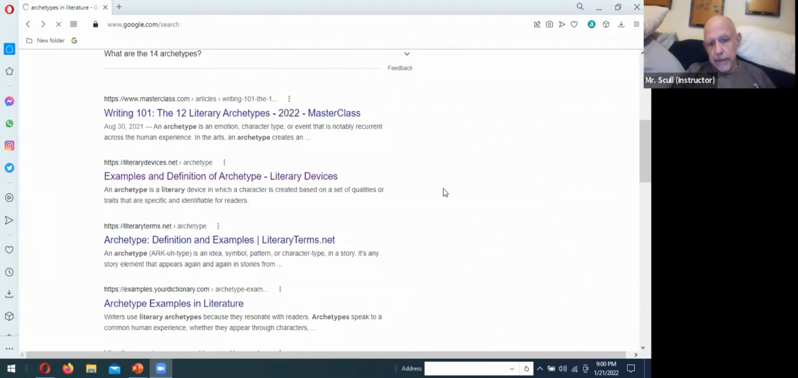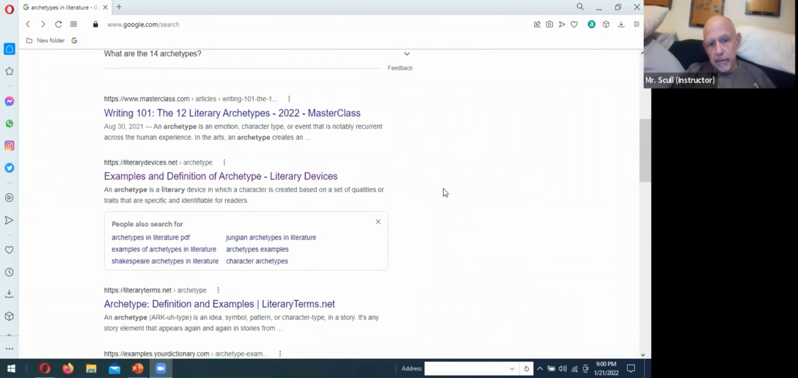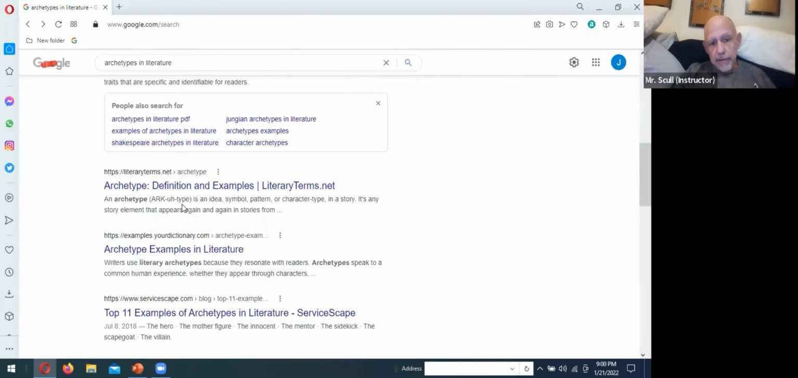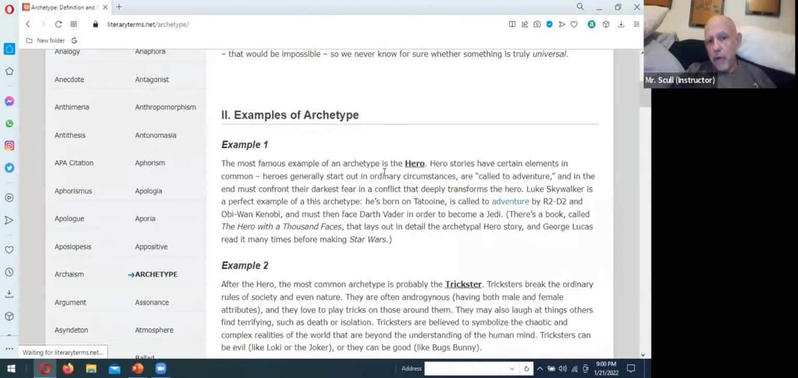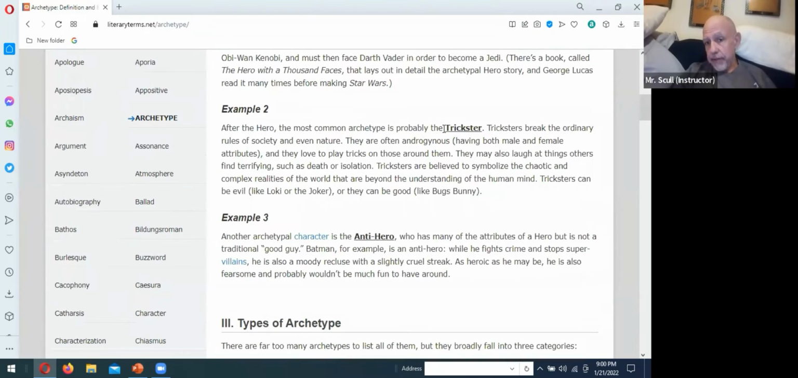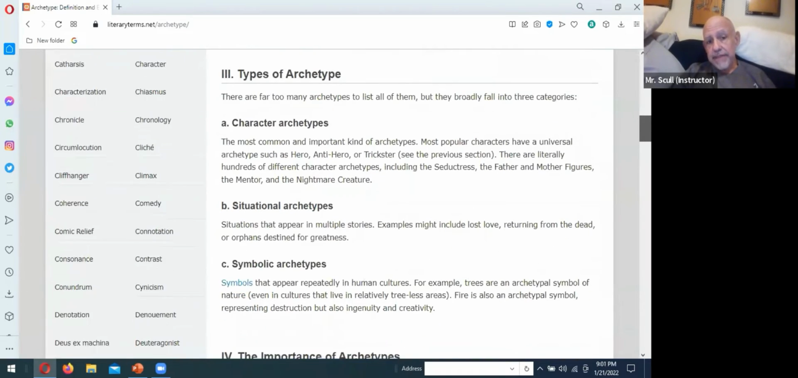Let me see what you guys are saying here. Have you read the Harry Potter books? Yeah, Harry Potter. There's a lot of archetypes in Harry Potter. Let me see, archetype definition and examples. Here's another one. What is an archetype? An archetype is something that repeats itself. So example one, the most famous example of an archetype is the hero. That's the one that we always know. And the trickster, there's another one. It's a guy that plays tricks on people. Then you have another archetype, the anti-hero. That's why I told you that there's a lot more than 12. The anti-hero, the guy who is the protagonist, but he's not a hero. He's not a good guy. You know, he really isn't a good guy.